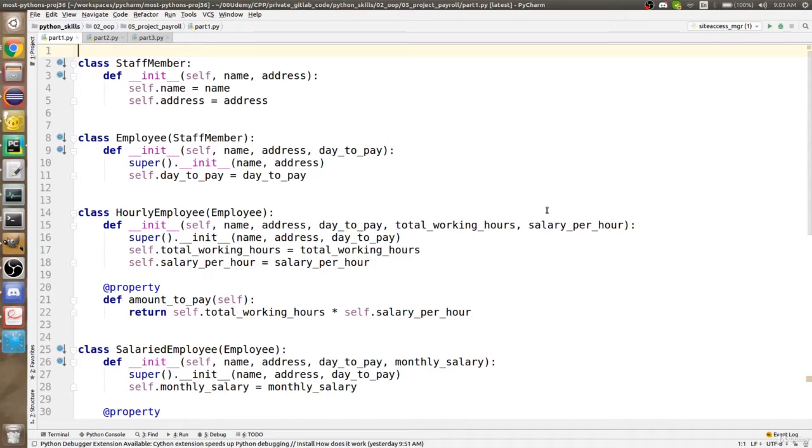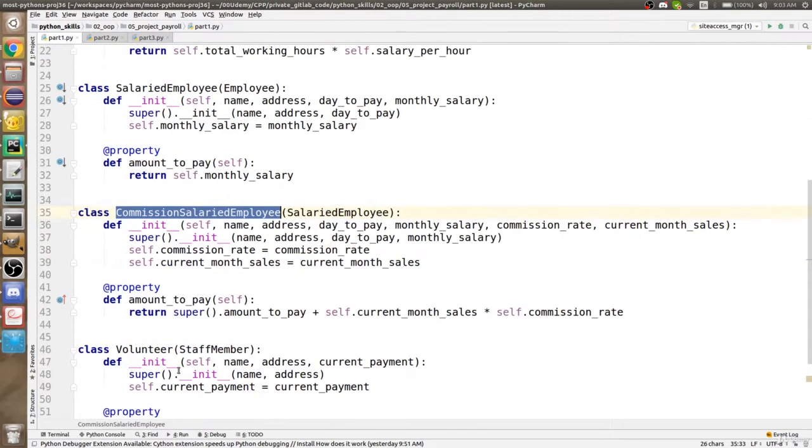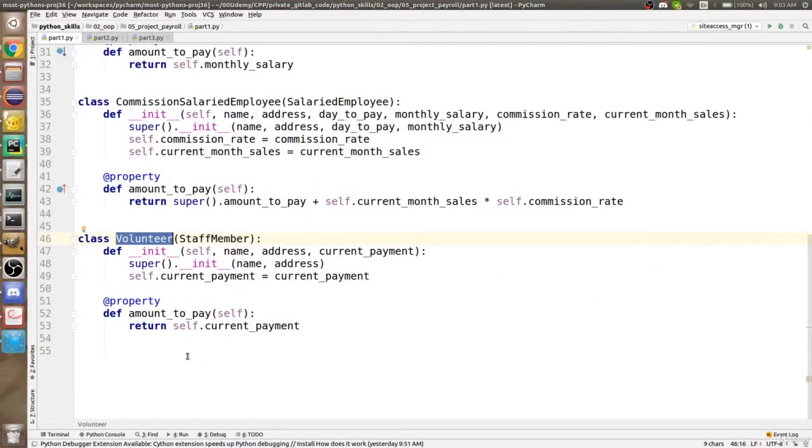In the first part of the solution to this system, it seems we have employees and volunteers. I guess most of the nouns mentioned in the description directly trigger a class name. We mentioned employee, hourly employee, salaried employee, commission salaried employee, and we mentioned a volunteer.